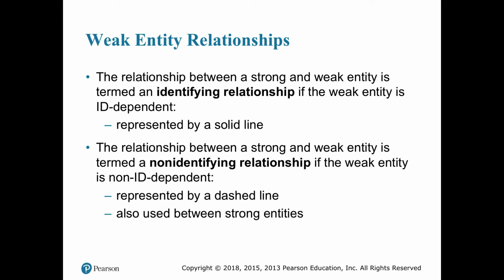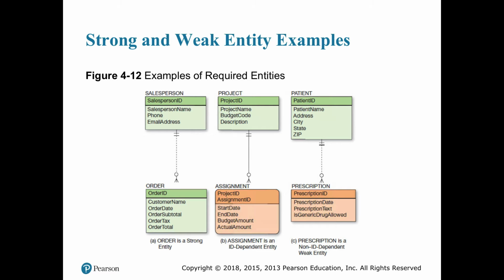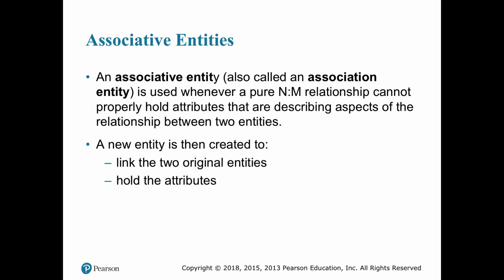The relationship between a strong and weak entity is termed the identifying relationship. So if the weak entity represents the solid line, etc. Skipping that right there. I'm going to let you read through this, watch this video. This talks about the strong and weak entities. This talks about the associative entity. It's used when you have a many-to-many relationship that cannot properly hold attributes.